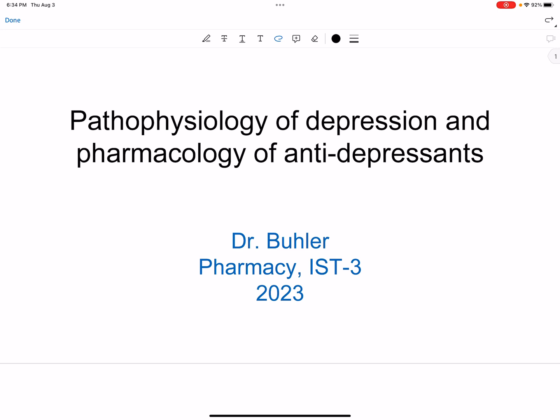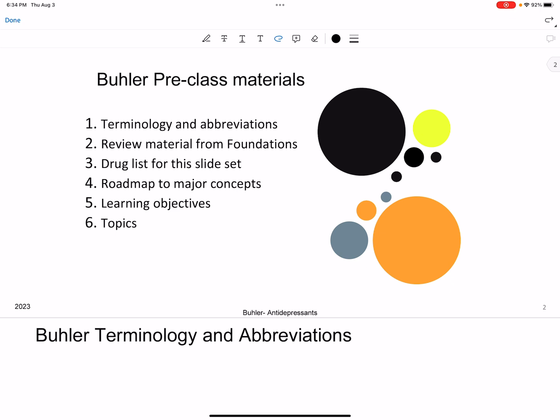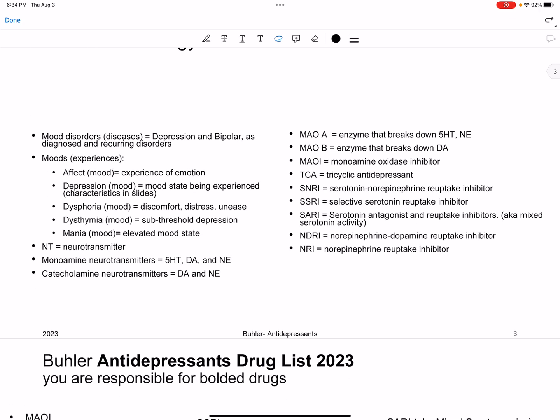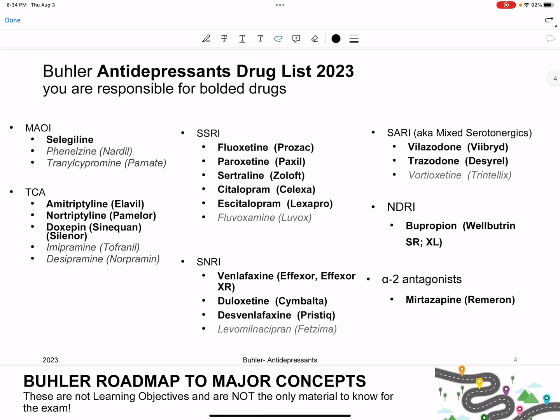So we want to start by talking about depression and what the disease is and what causes it, and then the pharmacology of antidepressant drugs. I have some pre-class materials here for you, some terminology and abbreviations. Sometimes it's good to just read that through before you do a lecture. And these are the drugs on my drug list.